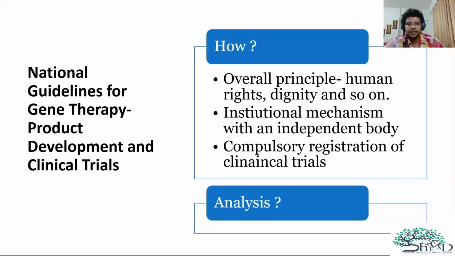National guidelines, continued. So how will it do this? It will say that overall we need to focus on human rights, human dignity and so on. We will develop an institutional mechanism with an independent body that will monitor and regulate the sector. Compulsory registration of clinical trials.